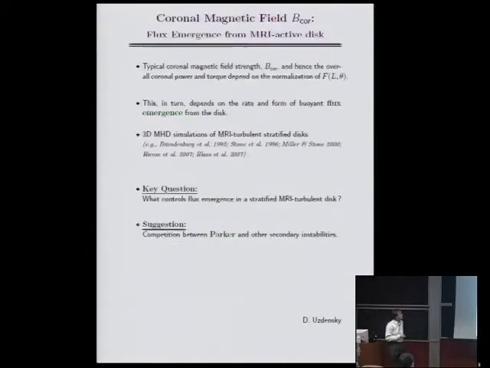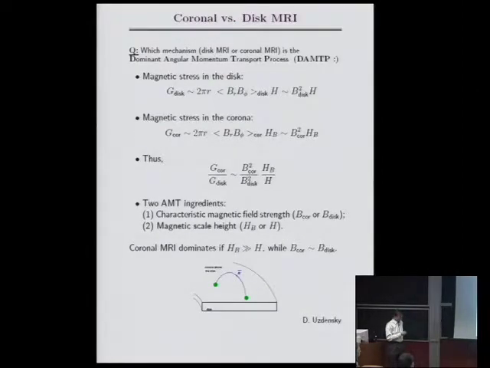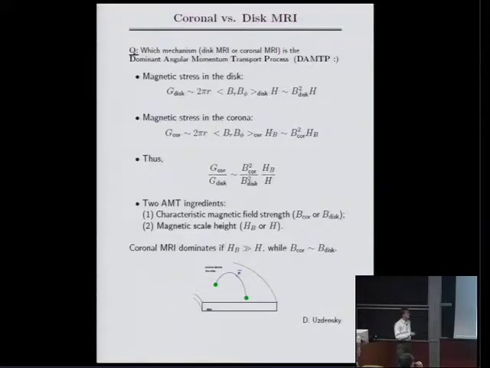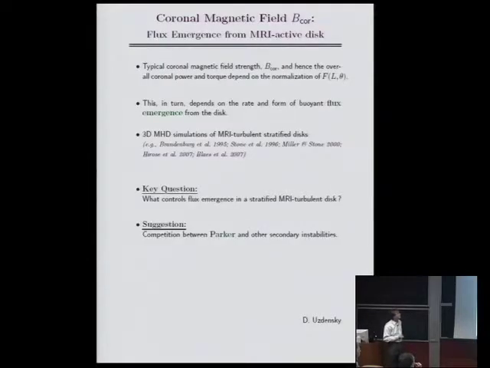So we have these two ingredients that we have to consider. One is the characteristic field strength in the corona relative to that in the disk, and the other is the scale height. Let me consider them one by one. So first of all, what determines the magnetic field in the corona? Actually, on this question, I will not have much to say. I will be waving my hands for the next few slides, and then I'll proceed to the next question.